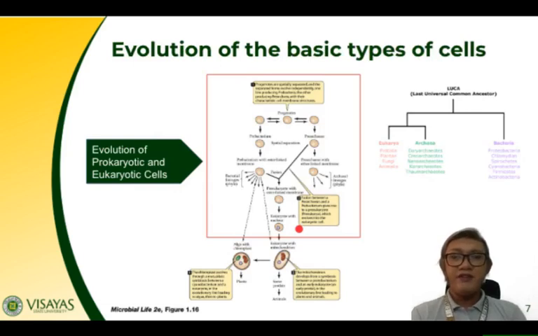Now, from the very first two cells, how do the basic types of cells evolve? Okay, so this is the graphical representation of how the present types of cells, the prokaryotic cells and the eukaryotic cells, evolved from the last universal common ancestor. So some time ago, a progenote or LUCA, the very first cells to evolve, has undergone a spatial separation.